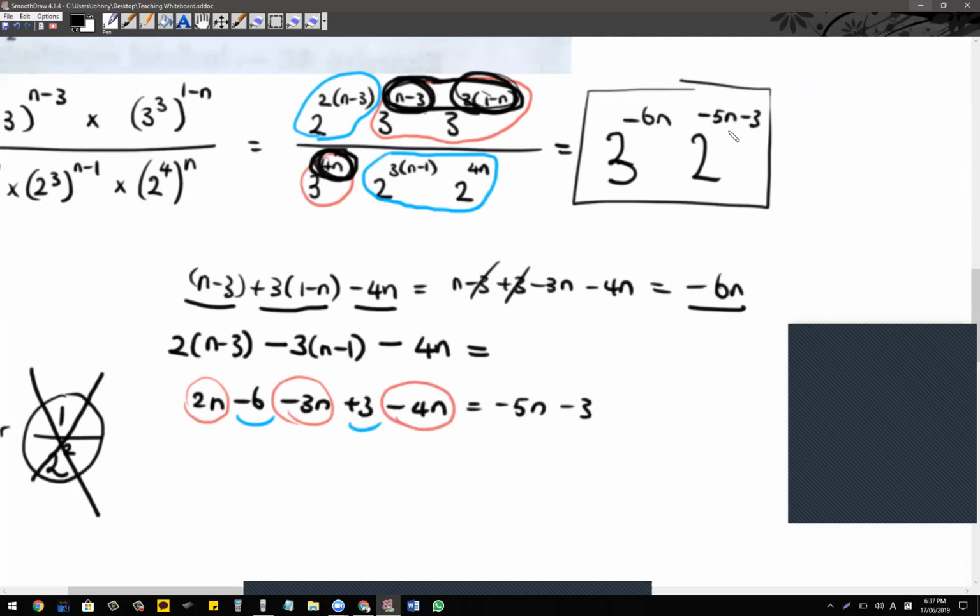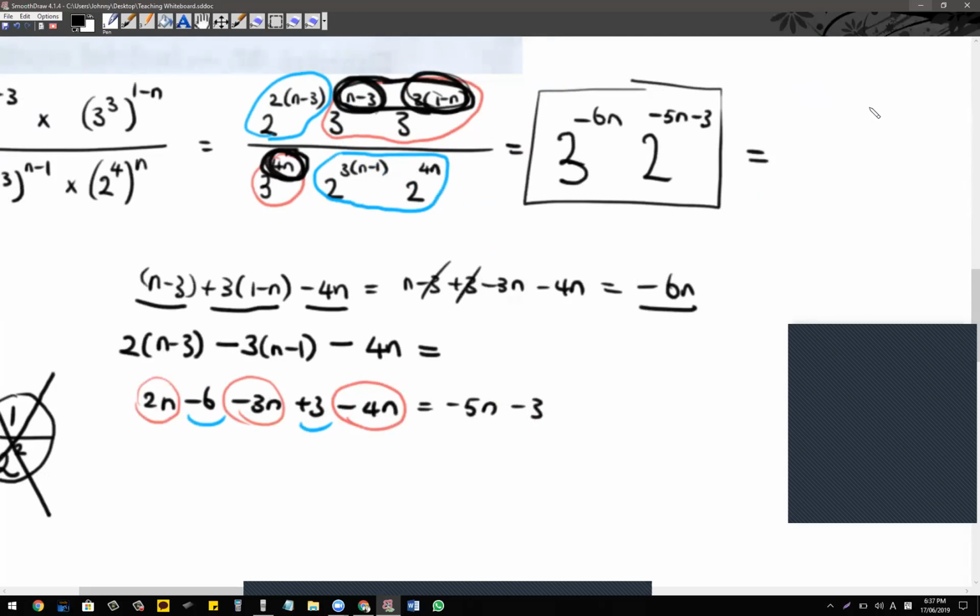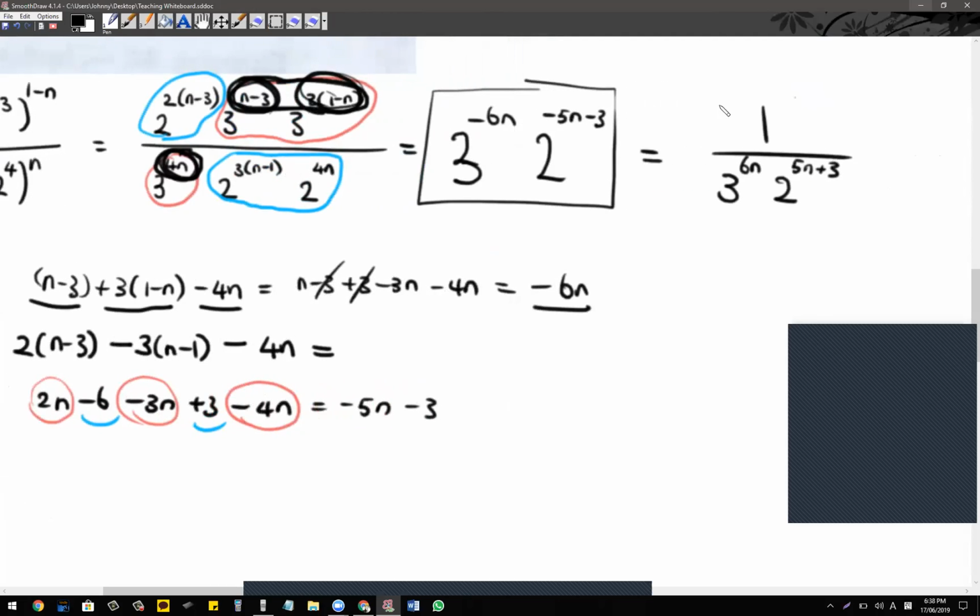So what we notice is that there's a negative sign everywhere, right? So you can actually make this into 1 over 3 to the power of, just make that positive. And also take the positive value of that, which means that you make that positive, positive. And this becomes 5n plus 3. So that's an alternative answer. If you don't want any negative sign, you can do it that way. Okay.